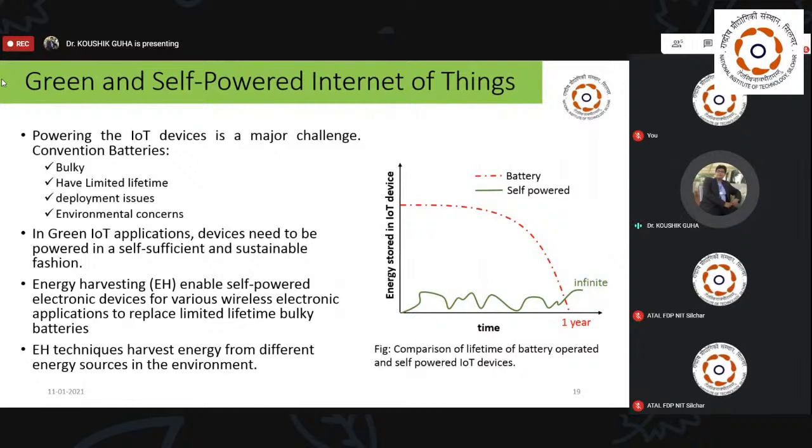Now we can see on the right hand side the figure, that is battery versus self-powered. If you see the battery, the energy stored in the IoT device using the battery will decrease over a certain period of time. Suppose after 1 year it will go away, and then there is no way other than replacing the battery. But in the self-powered technology, you can see that it will sustain over the years, it will continue like that. So energy harvesting techniques harvest energy from different energy sources in the environment.